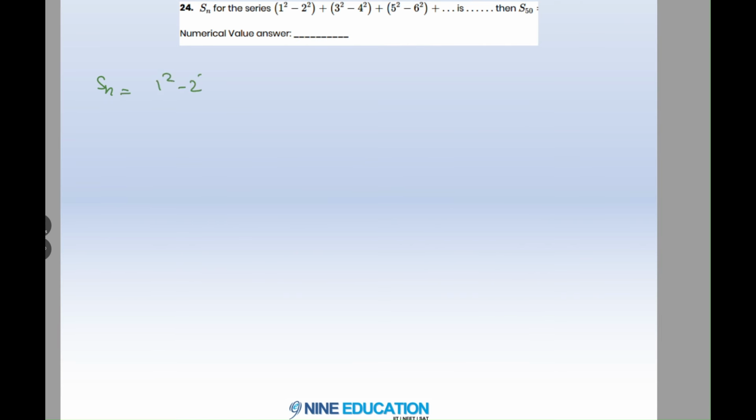Sn equals 1 square minus 2 square plus 3 square minus 4 square plus 5 square minus 6 square, and so on. Find S50. So you have terms like this, 50 terms. We need to find S50 for this particular series.